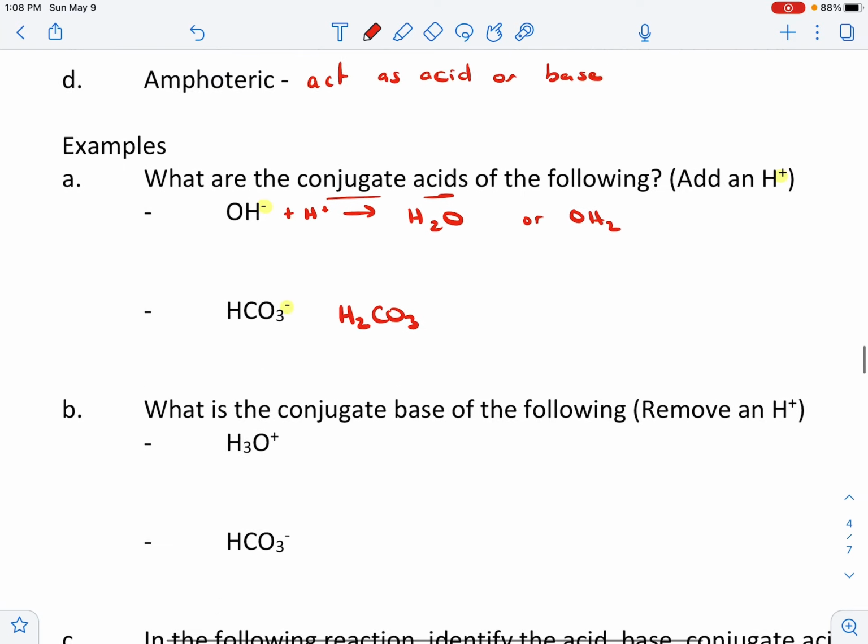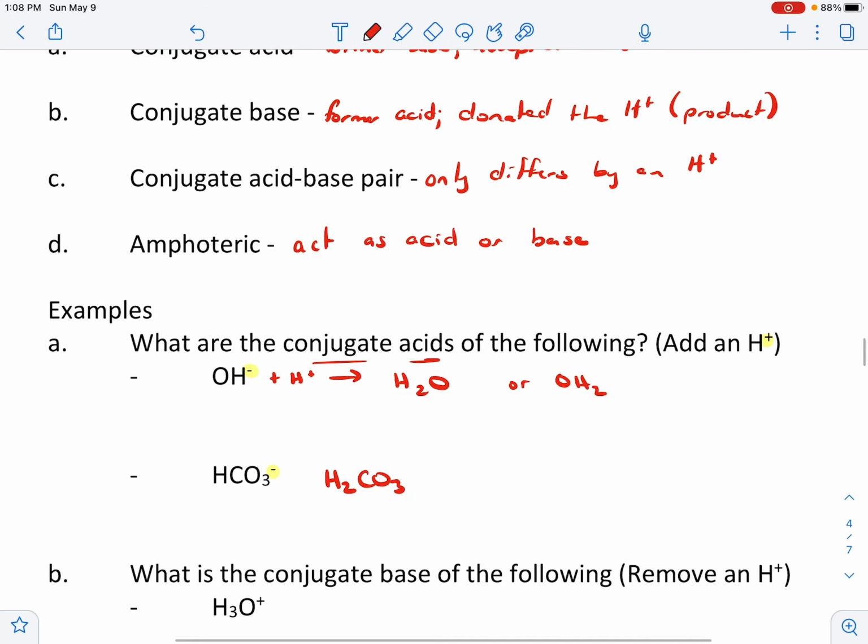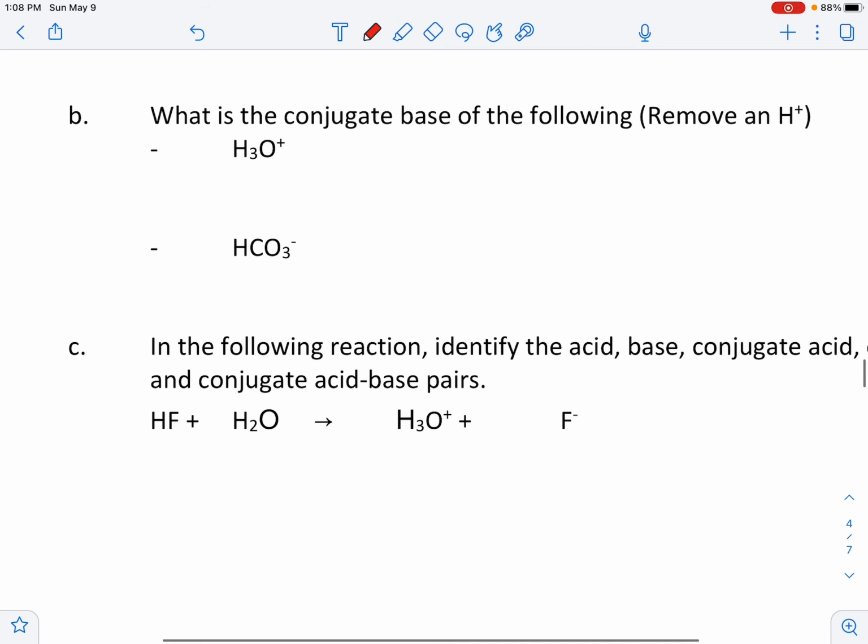Now we look at conjugate base, and up above we said conjugate base is the former acid, and it donated the H plus. So we're going to take an H plus off of each of these. So it's like subtracting an H plus. If we think of it like that, in terms of a math problem more than anything.